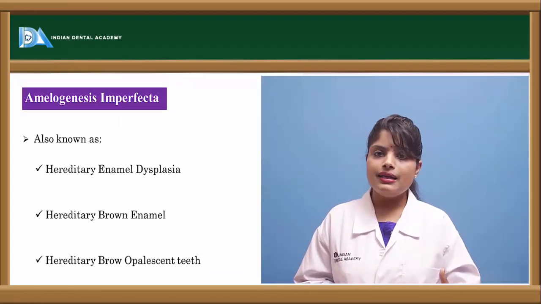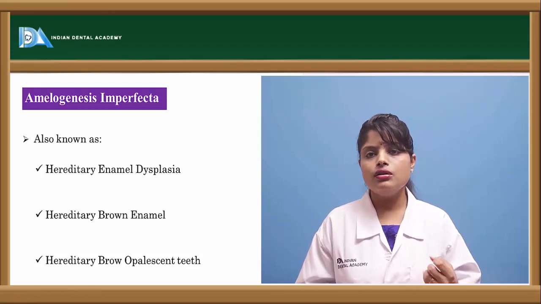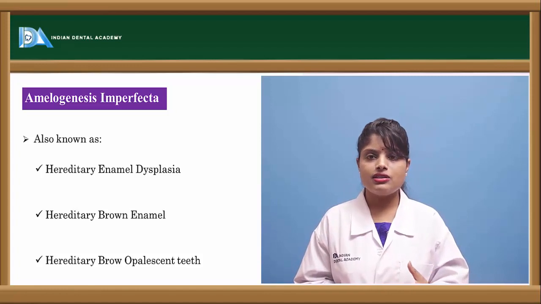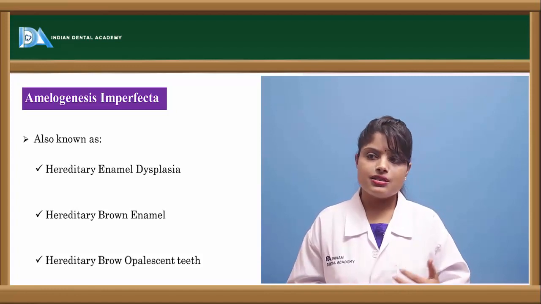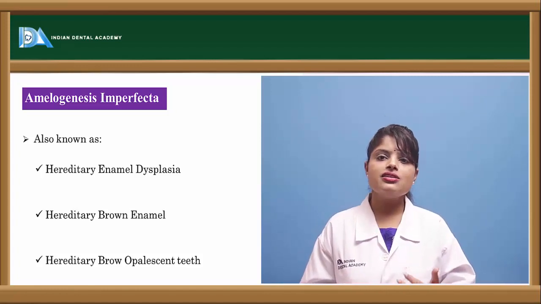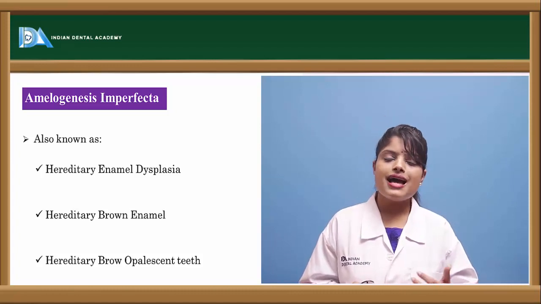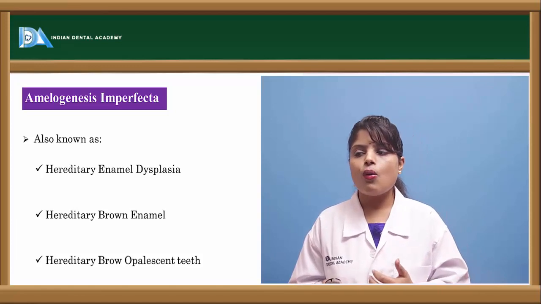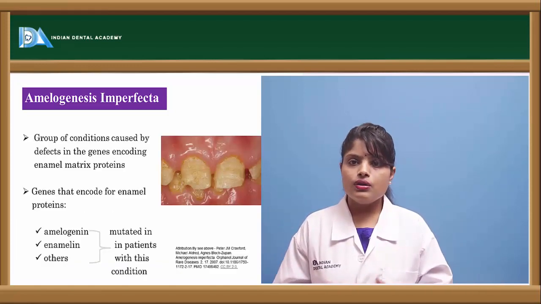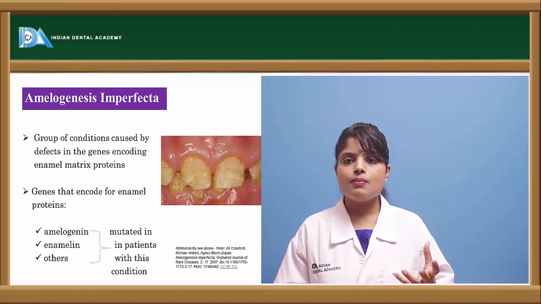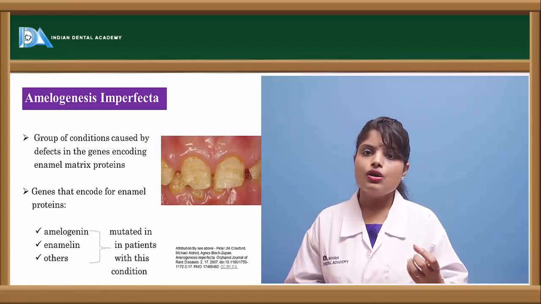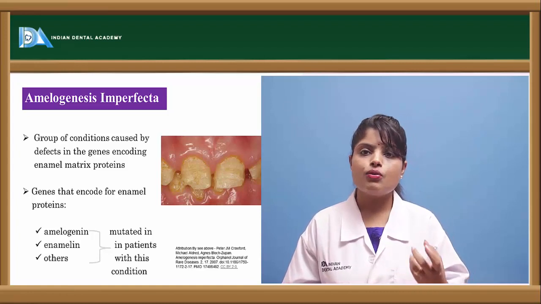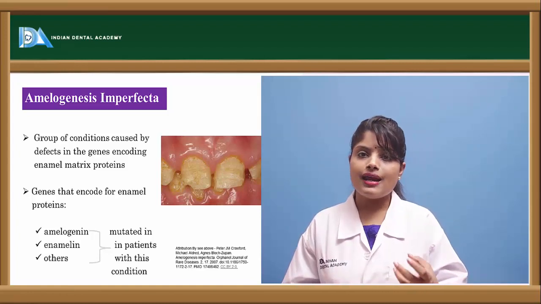Then comes the anomaly in the structure or form of the enamel or dentine, which is amelogenesis imperfecta or dentinogenesis imperfecta. So this is a hereditary condition. It is also known as hereditary brown enamel, hereditary enamel dysplasia, or brown opalescent teeth. So amelogenesis imperfecta is present due to defective genes which code for amelogenin, a protein which is required for enamel formation.